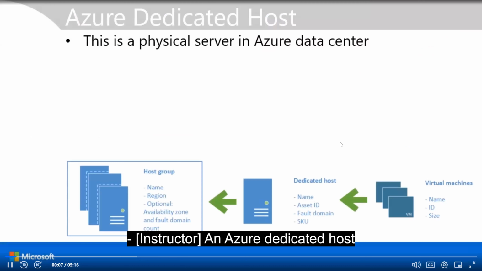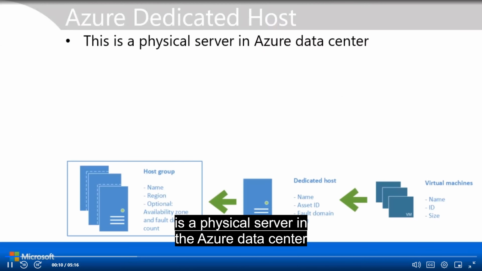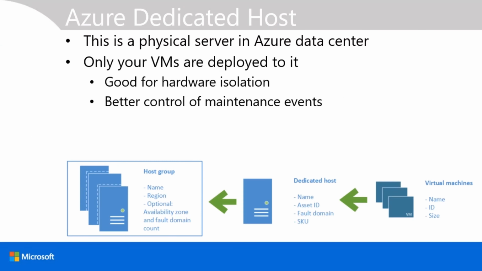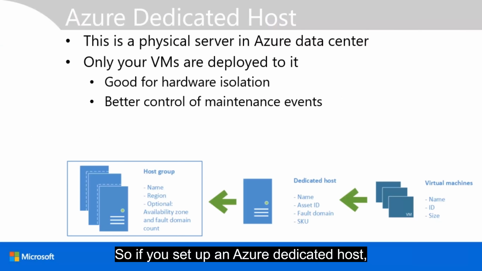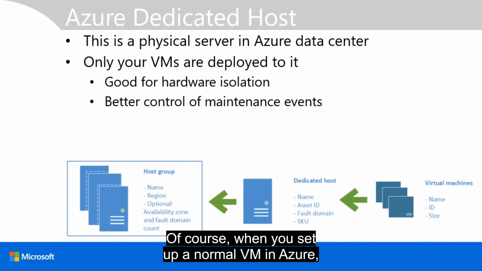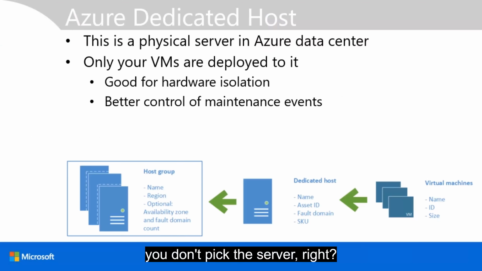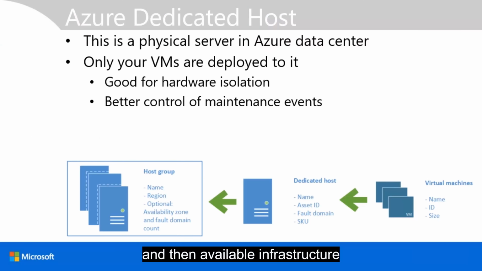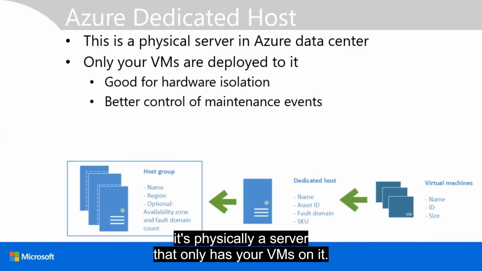A dedicated host is a physical server in the Azure data center that is reserved for you. So if you set up an Azure dedicated host, only your VMs are deployed to it. Of course, when you set up a normal VM in Azure, you don't pick the server, right? You pick how many cores, how much RAM you want, and then available infrastructure is allocated for your VM. But with a dedicated host, it's physically a server that only has your VMs on it.